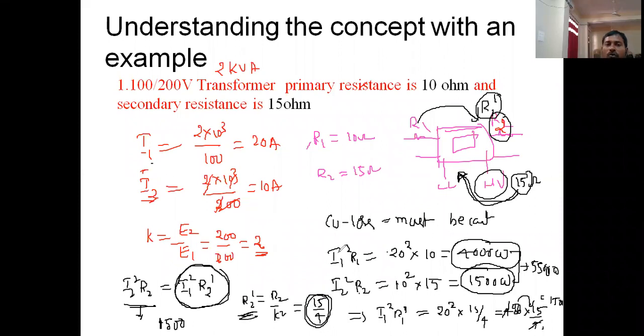So the conclusion is, if you change the resistance from the LV side to the HV side, the resistance will increase. If you change the resistance from HV to LV, the resistance will decrease, to maintain the copper losses constant. In this way we can understand.